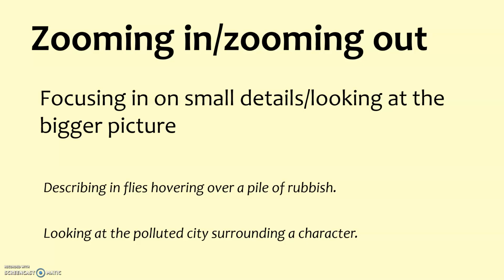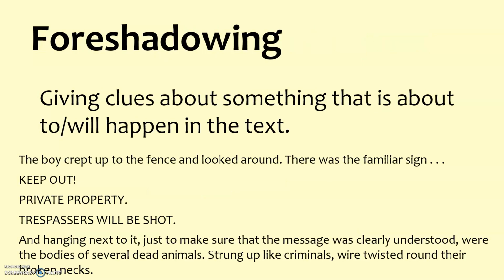Or the bottom one there, looking at a polluted city surrounding a character. So imagine you've got your character standing there and the city and the skyscrapers are all around him. That's a really big picture. Think of it like camera angles is the other thing I try and get my classes to do as well. Like a director will zoom right in so the camera is looking at a really small detail, like a sentence does, or maybe the camera zooms right out and looks at really the big picture. And again, that's zooming in and zooming out.